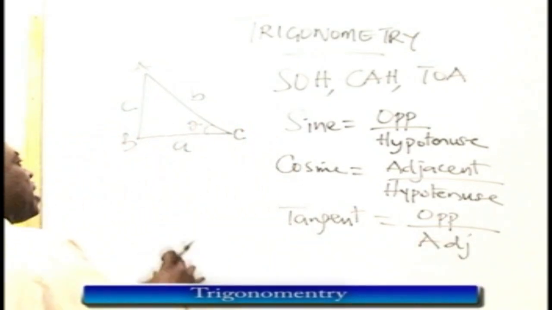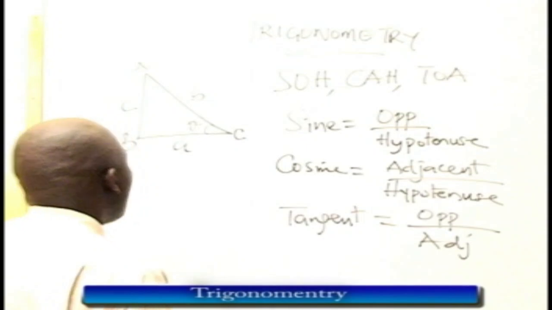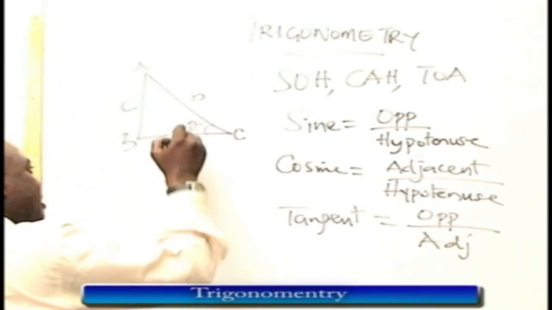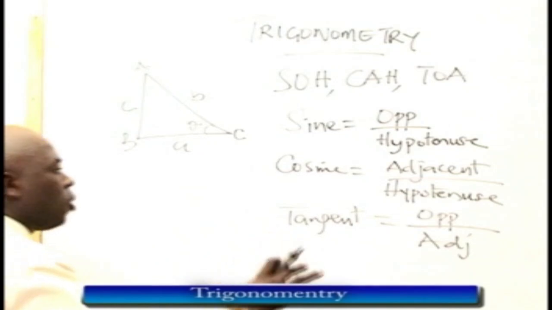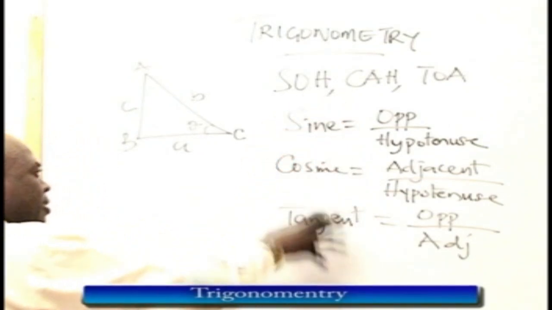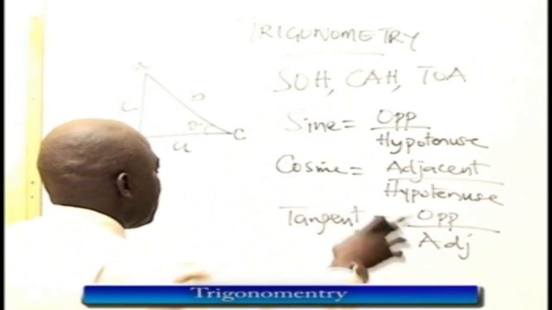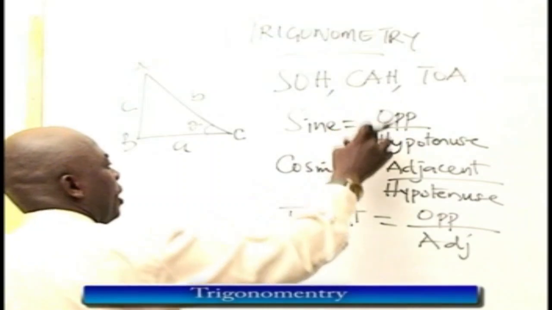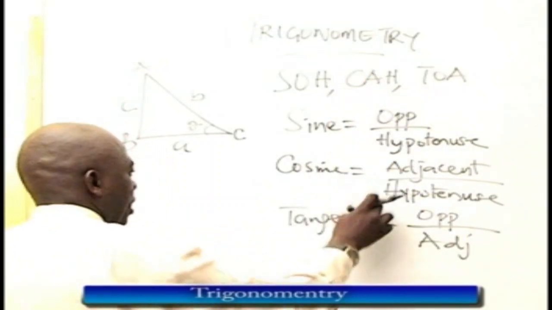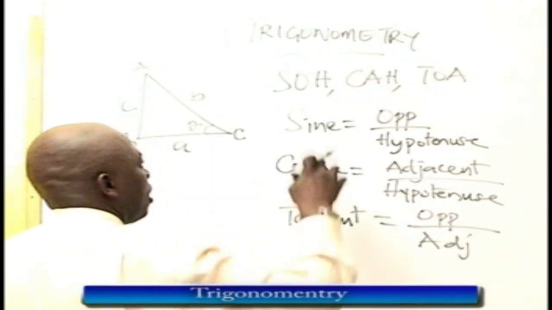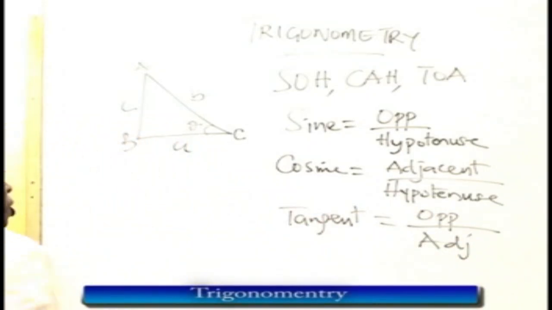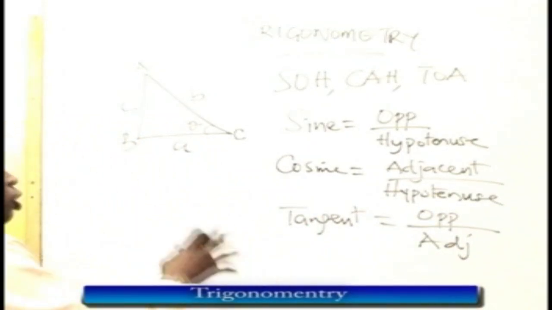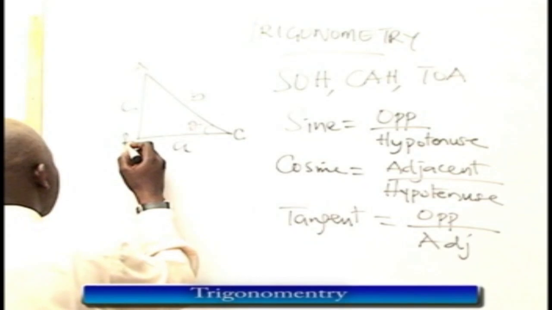So, when you are faced with a situation where you have only one side and only one angle, depending on the side that you are looking for, you will apply this SOHCAHTOA accordingly. This is opposite over hypotenuse, adjacent over hypotenuse. And then the third one, opposite over adjacent. That is the way it works. Now let me show you in a diagram.